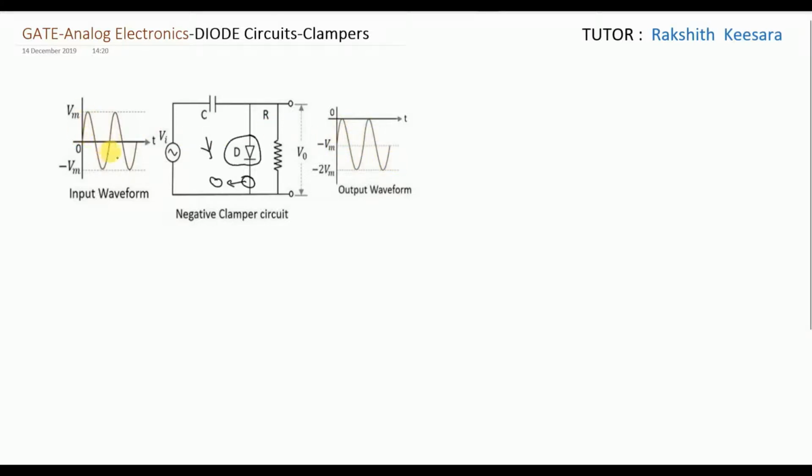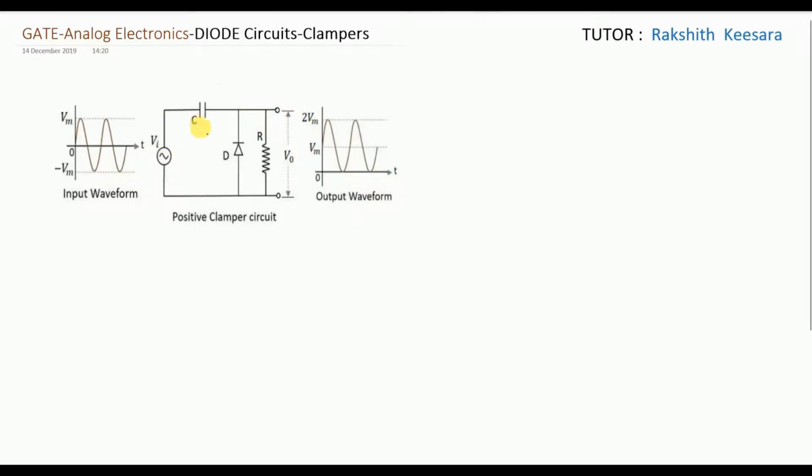So this is the input waveform. See, we are drawing below the reference voltage. There is no change in shape, there is no change in peak to peak amplitude, and there is no phase difference. The same waveform is appearing again. So in this manner you should draw the output waveform. So moving on to the next example.